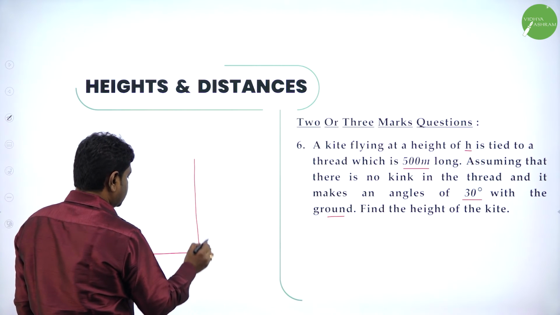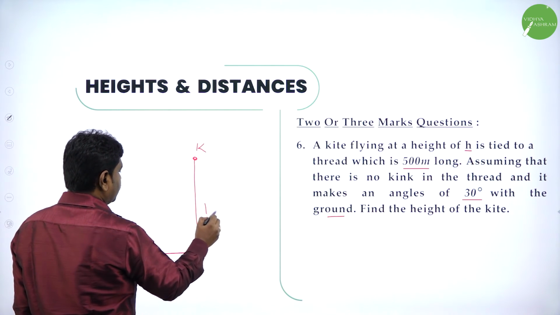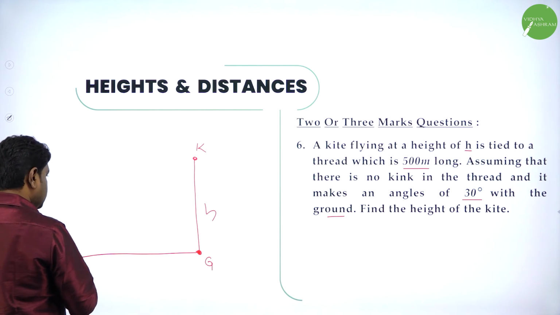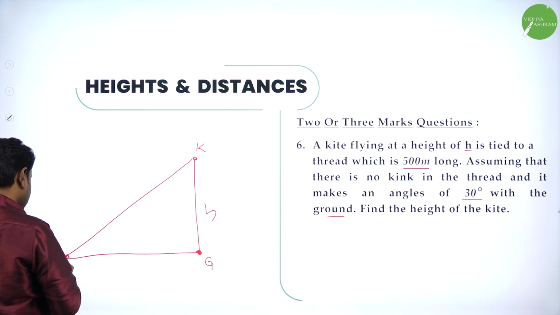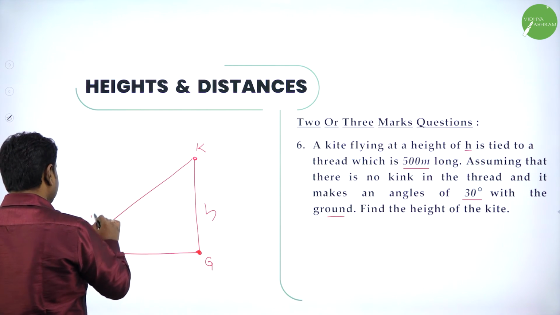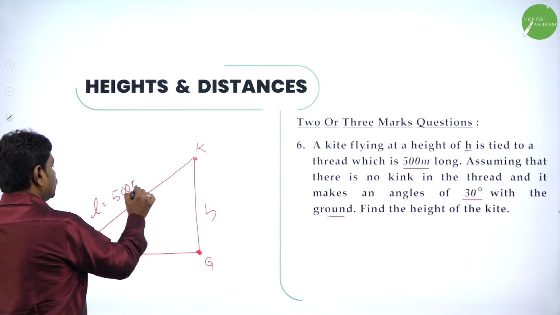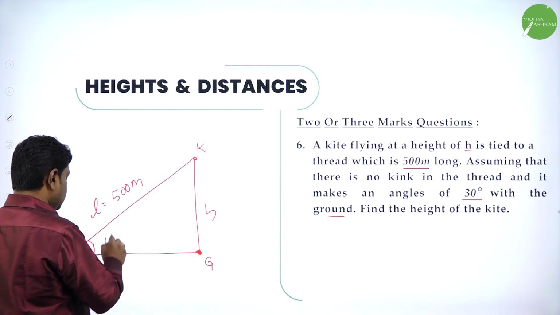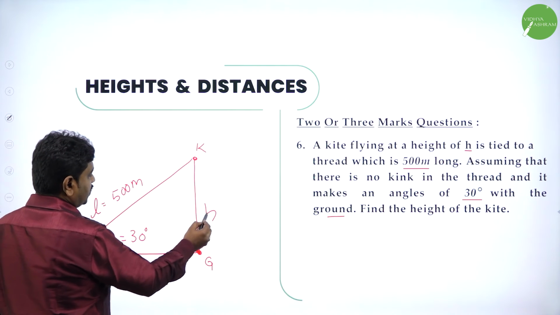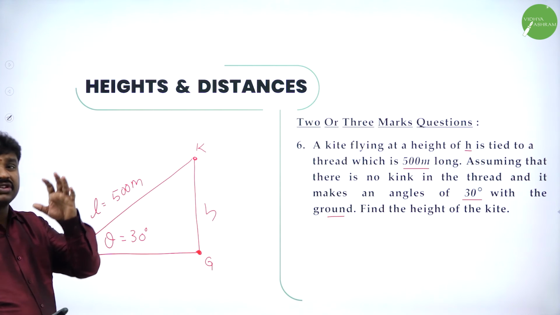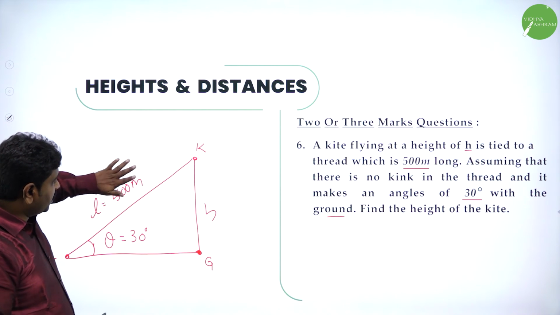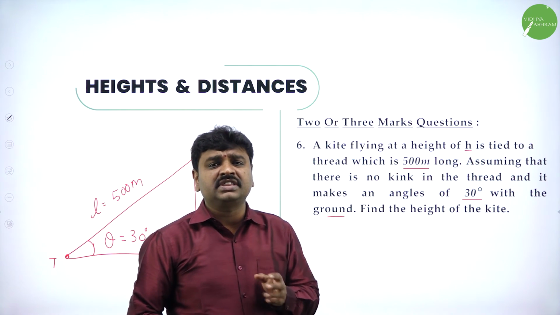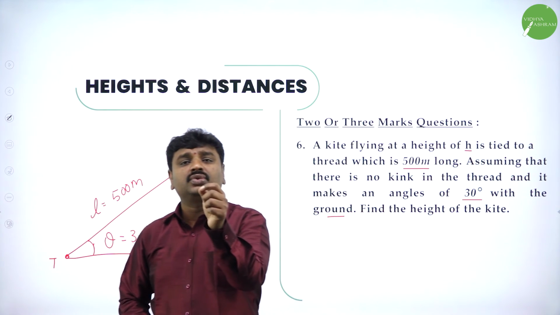I am drawing a kite. The kite is at a height of h from the ground level. Now there is a thread connected to this, and this TK is the thread, and the length of the thread is 500 meters. They told you should not assume any curve, so it is straight. And the angle of elevation, this is theta. Theta is also given, 30 degrees. Now they are expecting you to find this. Till now we used tan. But from this diagram, you know the hypotenuse and you want the opposite. Opposite and hypotenuse are linked by sin theta. What is the definition of sin theta? Sin theta is the ratio of the opposite side to the hypotenuse.